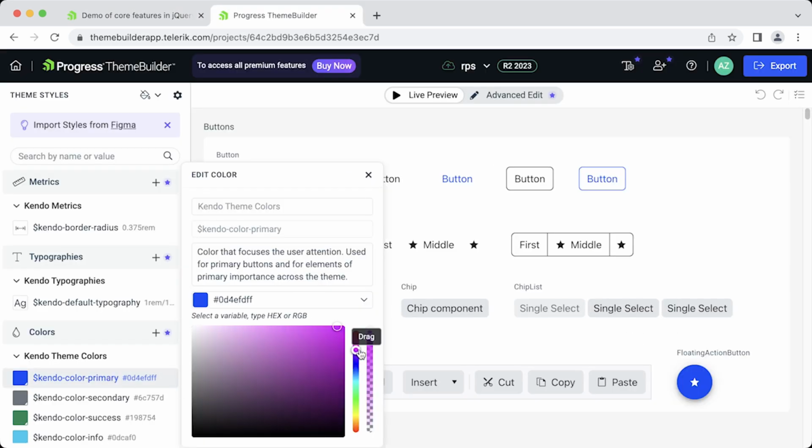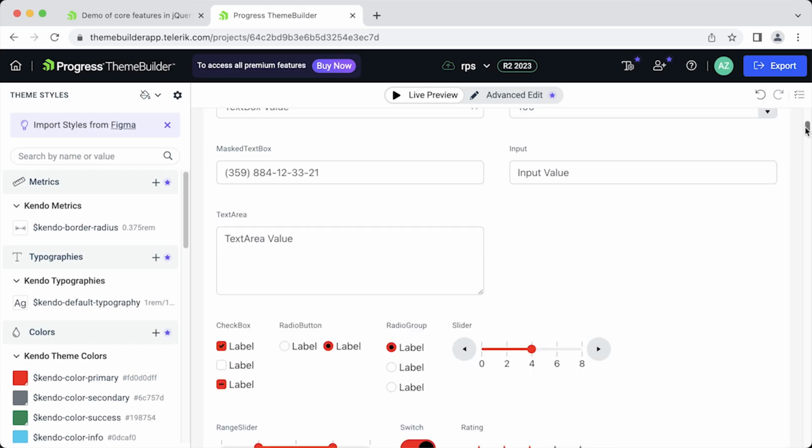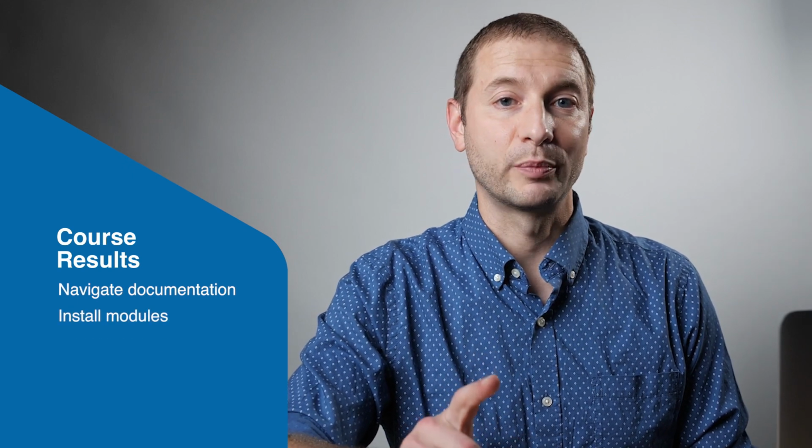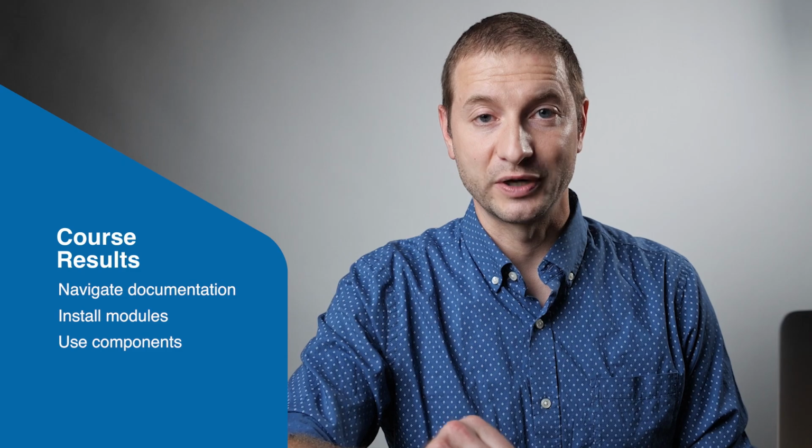We'll also be able to build our own theme, and we'll use other styling options that come with Kendo. By the end of this course, you'll know how to navigate the Kendo UI for jQuery documentation and demos, how to install new component modules, and how to incorporate components into your jQuery application.